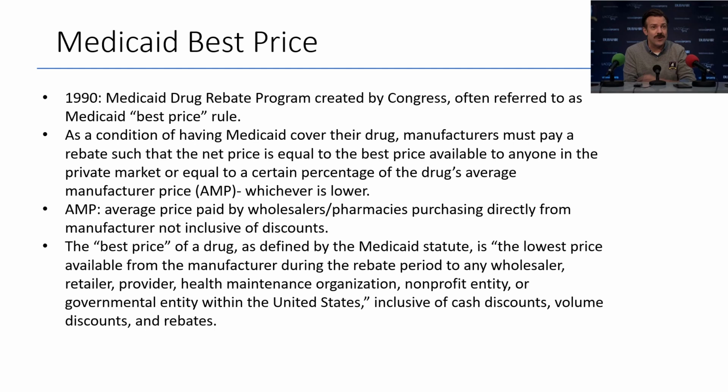So AMP is the average price paid by wholesalers, pharmacies purchasing directly from the manufacturer, not inclusive of discounts. Remember, we have WAC, we have ASP, we have AWP, and now we have AMP. The best price is the lowest price available from the manufacturer during the rebate period to any wholesaler, retailer, provider, HMO, nonprofit, or government entity within the United States.